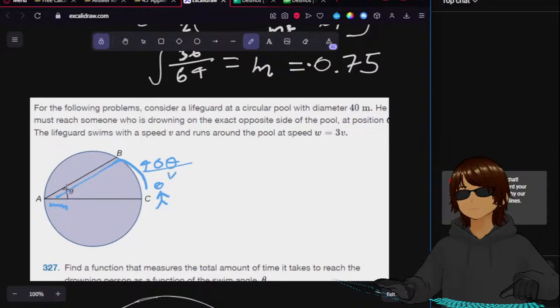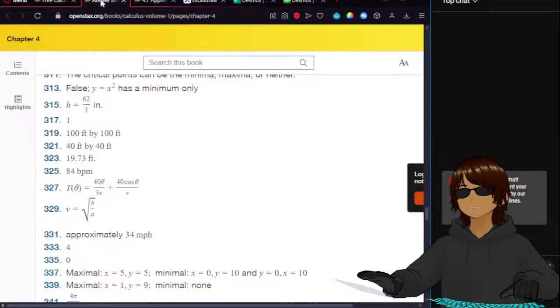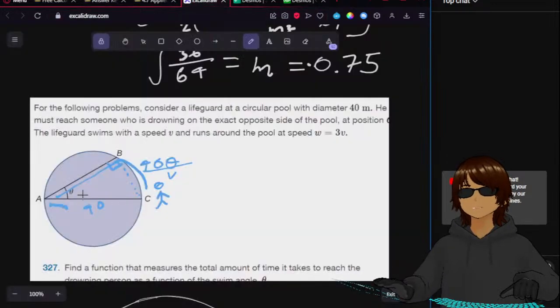And when you're swimming, this is 40. And then the time it would take here to here, this basically is 40 cos theta. 40 cos theta over, this is w. This is 40 cos theta over v. The time it would take is 40 cos theta over v.